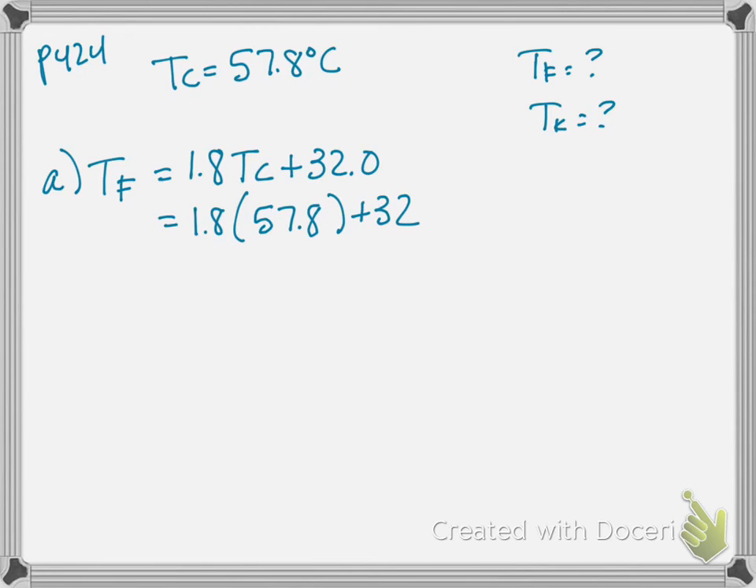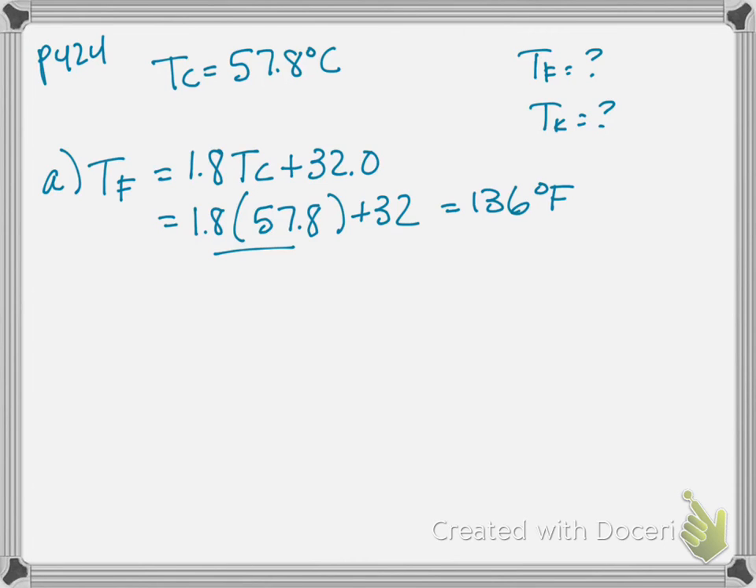So in your calculator, you're going to want to do 1.8 times 57.8 plus 32. Your calculator knows that the multiplication has to come first. But if you want to do 1.8 times 57.8 equals, and then plus 32, it's okay. You'll get the same answer, okay? And that answer is 136 degrees Fahrenheit.